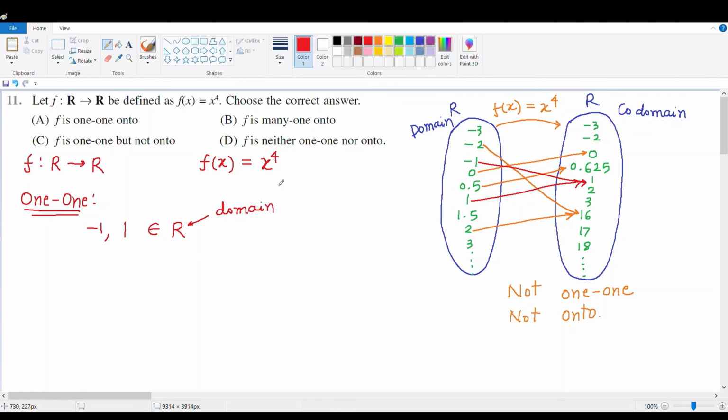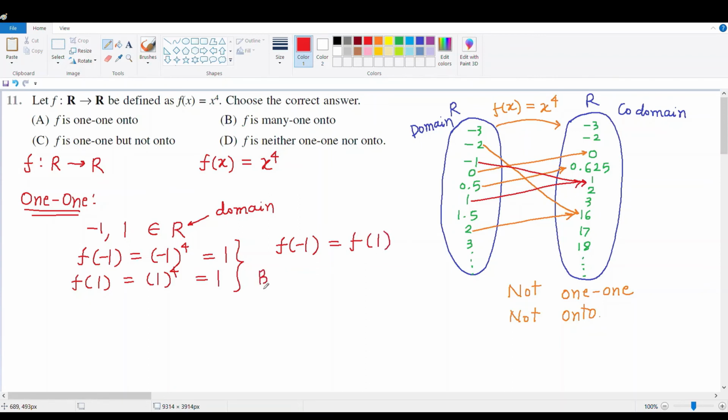They are both in this domain, and f of negative 1 is going to be negative 1 to the power of 4. It's going to be positive 1. F of 1 is going to be 1 to the power of 4. That is also going to be 1. And both are the same. See, f of negative 1 is equal to f of 1. But these inputs are different. See, negative 1 does not equal 1. So, f is not one-to-one.